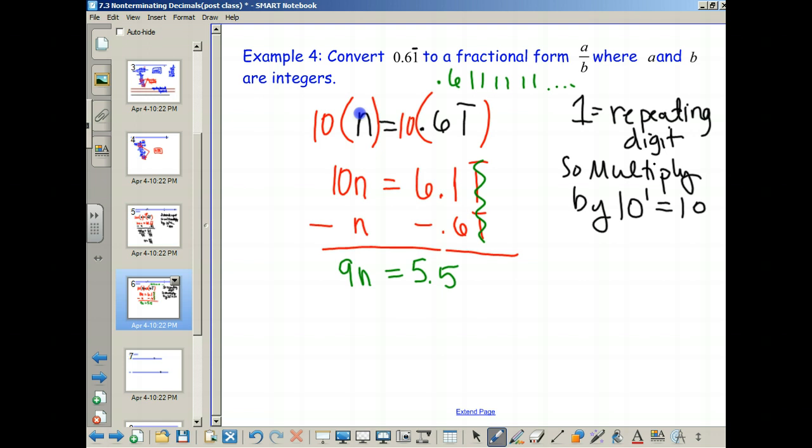Divide by 9. Here's the deal. 5.5 over 9 doesn't exactly answer the question it asked. Remember what the goal was, right? The goal said in fraction form, back up the directions. A over B, where A and B are integers. 5.5 is not an integer, right? So how could I change 5.5 over 9 so that they're integers?